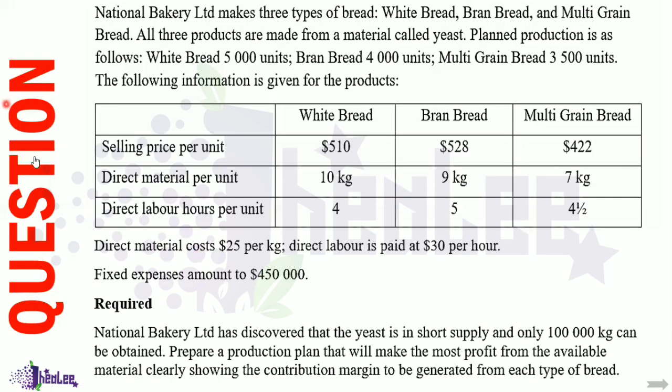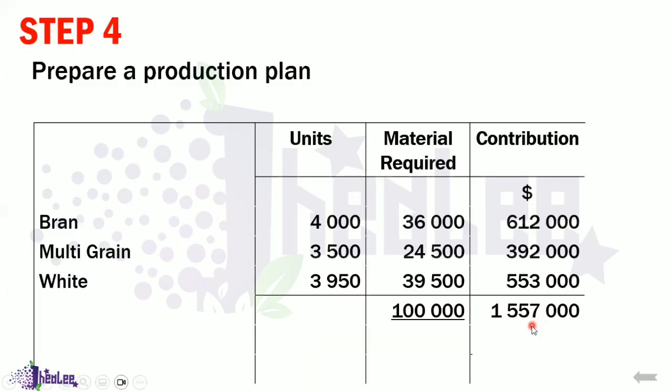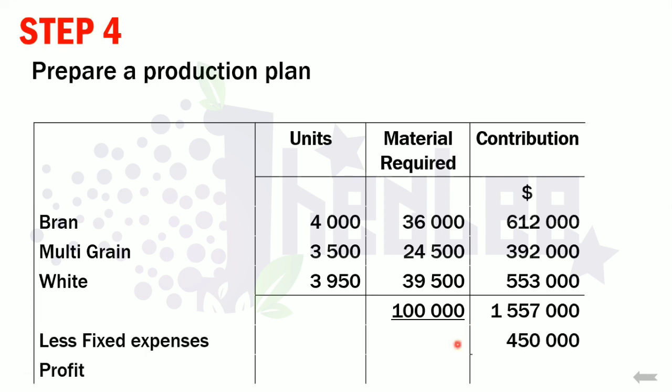Now, back to the question. We're seeing that the business fixed expenses amounted to $450,000 for the period. We're now going to determine the profit that the business will be generating. So having calculated the contribution margin, remember, the business will make a contribution margin of $1,557,000 from producing the items in order based on the production plan. And we're going to less the fixed expenses from that, which is $450,000. It means that the business will be generating a profit of $1,107,000.